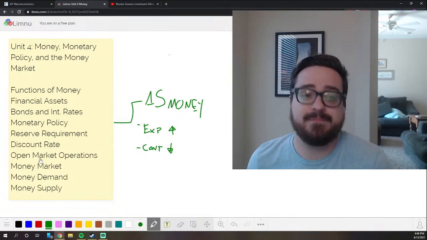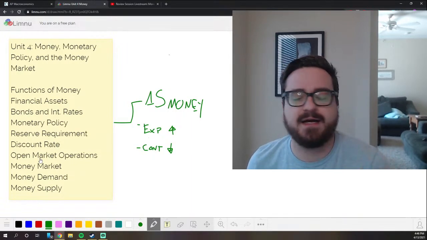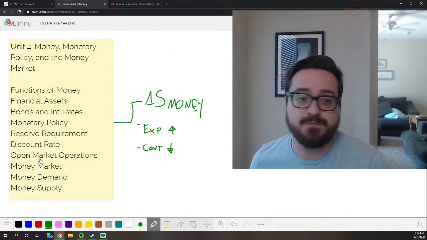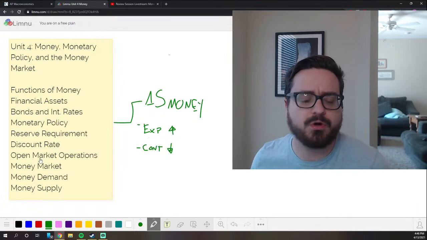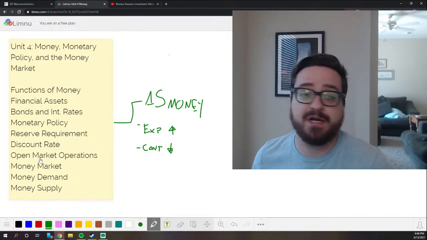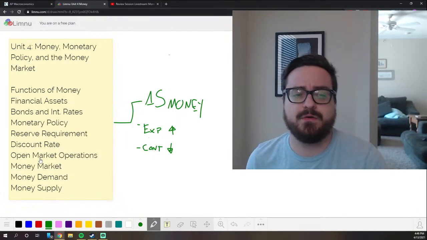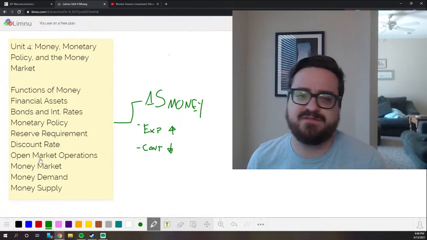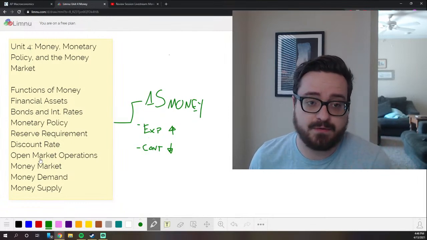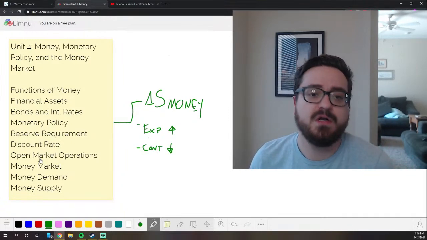So if the Fed's buying bonds and putting more money in banks' pockets, then banks can lend more to each other and offer a lower federal funds rate or a lower interest rate on their loan. So banks having more money makes the federal funds rate go down. Banks having less money makes the federal funds rate go up because they don't have as much money. They would have to charge more for that loan.